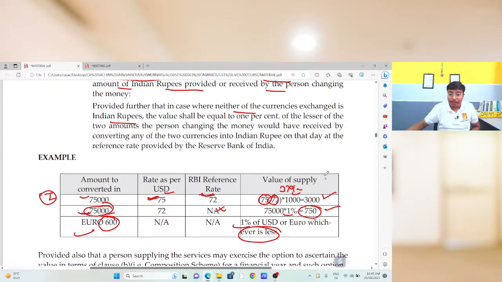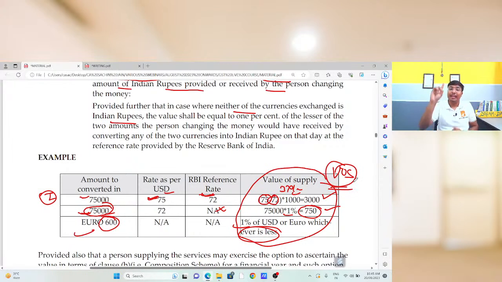So this is the aspect from which the bank has to calculate the value of supply. So how is the bank going to decide the value of supply? The first option in the hand of the bank is that when the RBI reference rate is available, then the value is the difference between the RBI reference rate and the buying or selling rate, multiplied by the number of units.